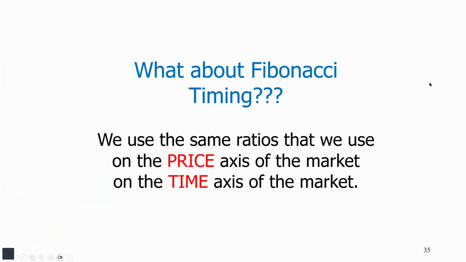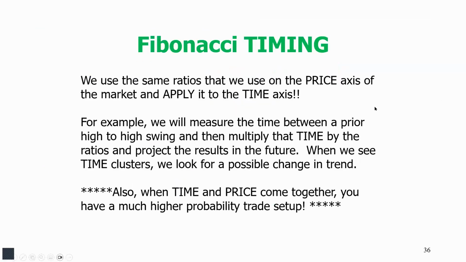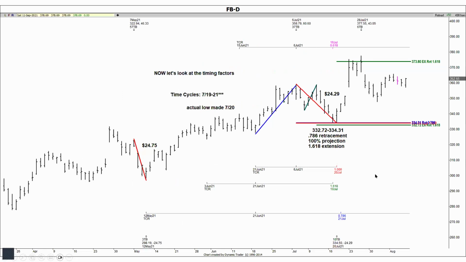So what about Fibonacci timing? Well, basically, we use the same ratios that we use on the price axis of the market on the time axis of the market. So, for example, we'll measure the time between a prior high-to-high swing and then multiply that time by the ratios and project the results in time into the future. When we see time clusters, we look for a possible change in trend. Also, when time and price come together, you have a much higher probability trade setup.